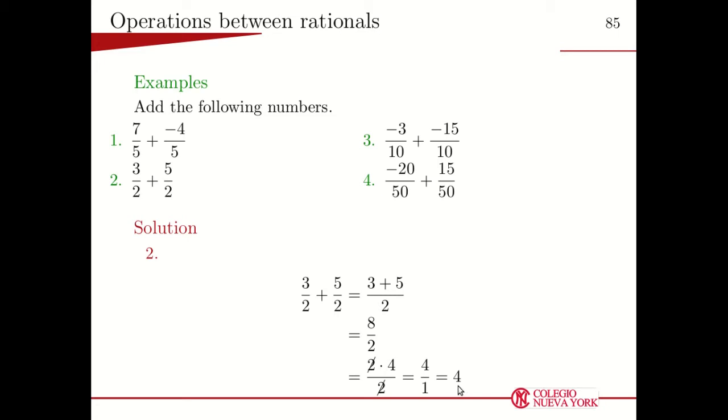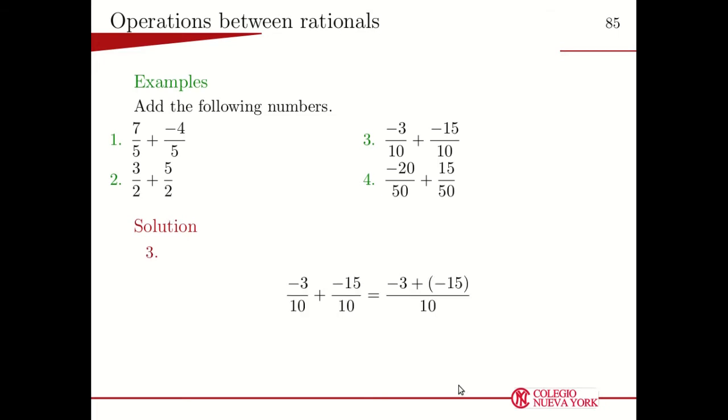final answer of 4. In the third example, we have -3/10 plus -15/10. The denominator stays the same, and we must add -3 plus -15, which gives us -18. And again, don't forget to simplify. You can simplify by 2, and our final answer is -9/5.